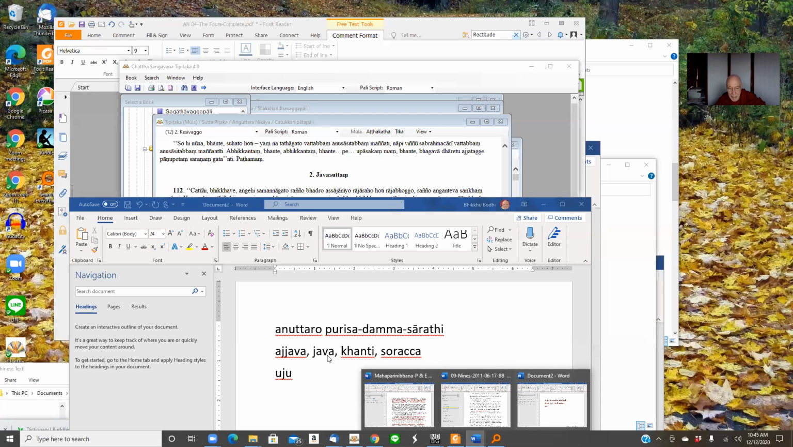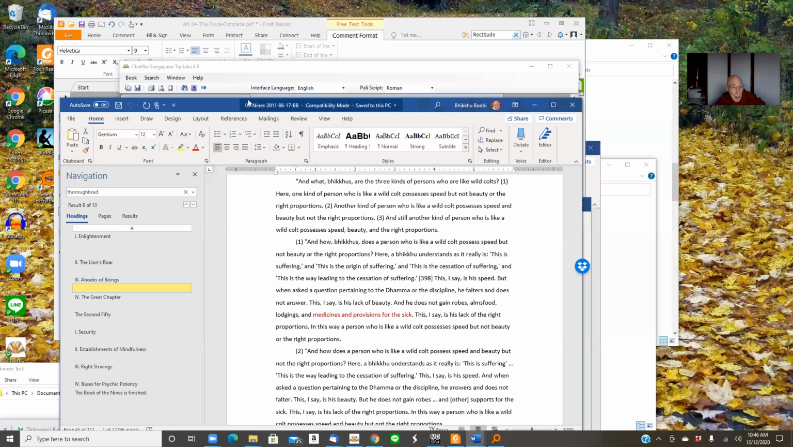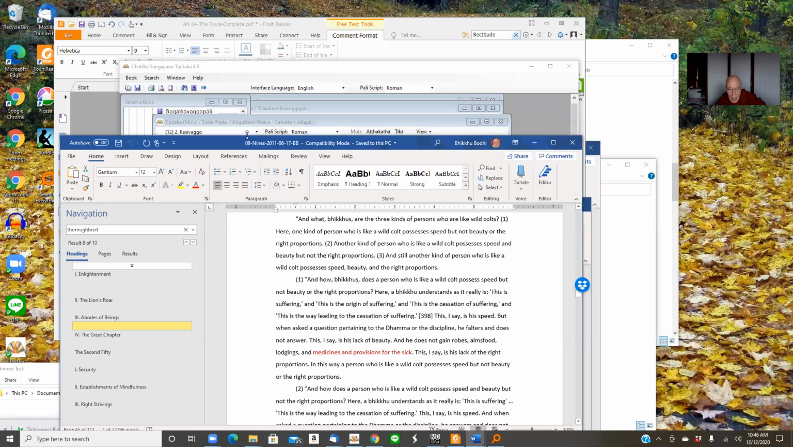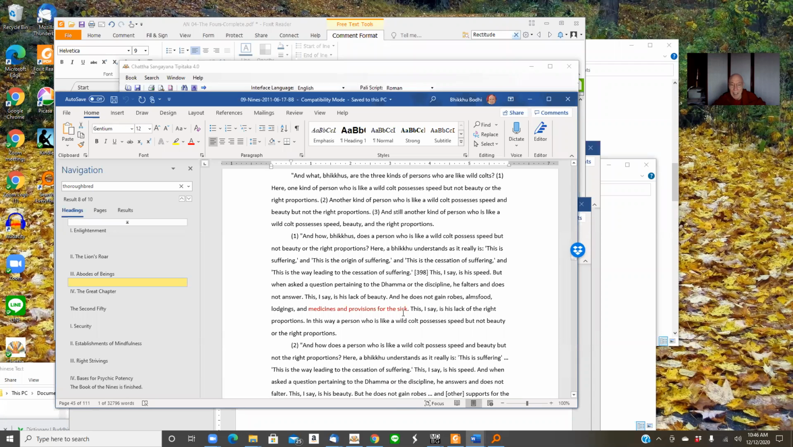Then speed. To find out what is meant by speed, I found a sutta in the Anguttara Nikaya Book of Nines, which also uses a comparison of monks to horses. And here it explains how a person is like a wild colt who possesses speed.